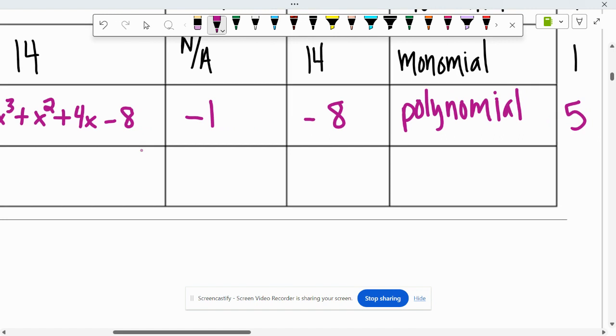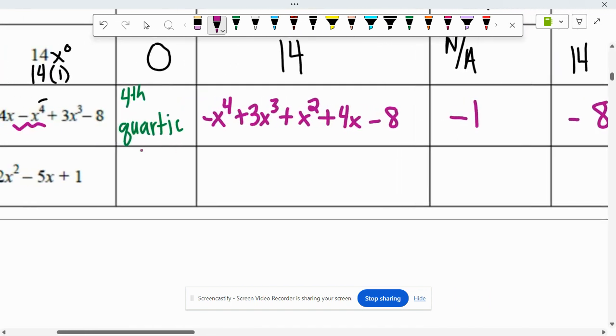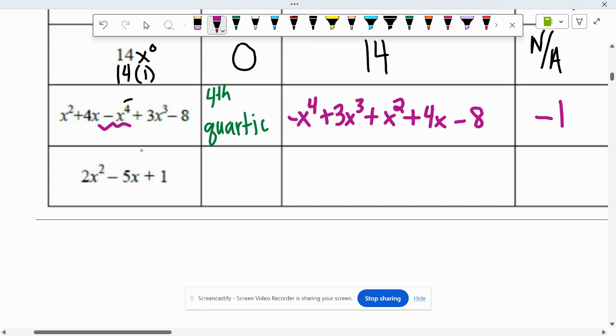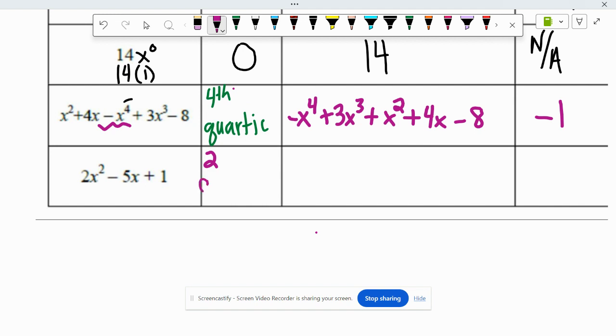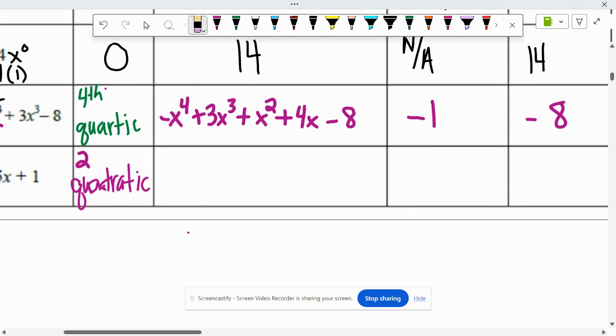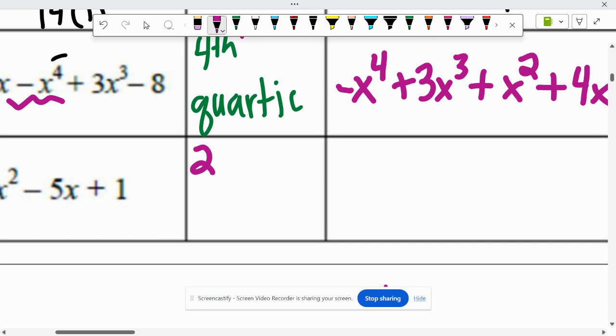Next one, 2x squared minus 5x plus 1. What's the degree in this one? It's degree 2. And I want to tell you, if something is degree 2, it is called a quadratic. I have to make the screen bigger, sorry. It's a quadratic.